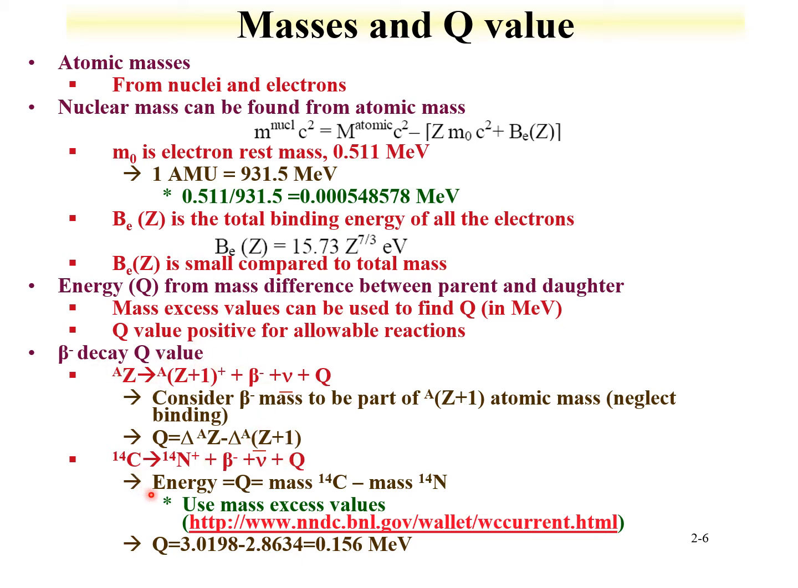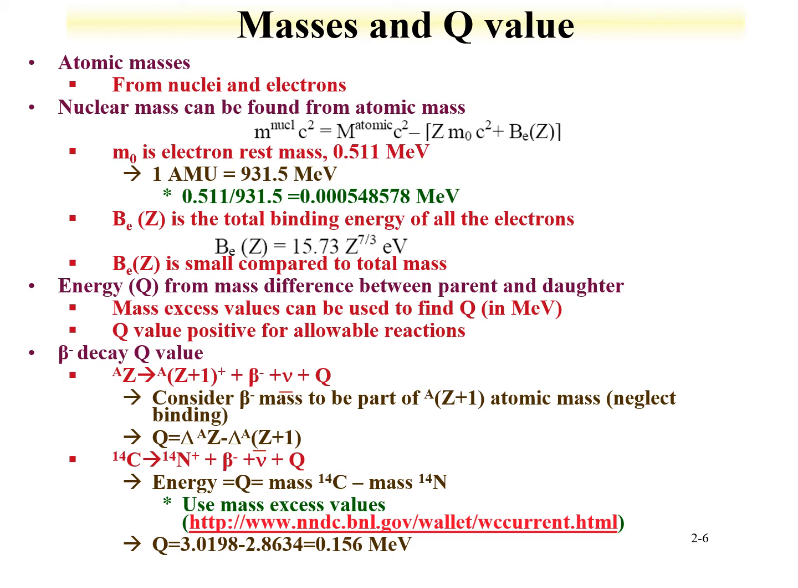An example of this, we could talk about calculating the Q value for the beta decay of carbon-14. Carbon-14 decays to nitrogen-14, a beta particle, plus an antineutrino, plus Q. Rearrange the equation and solve for Q. So Q is equal to the carbon-14 mass excess minus the nitrogen-14 mass excess.